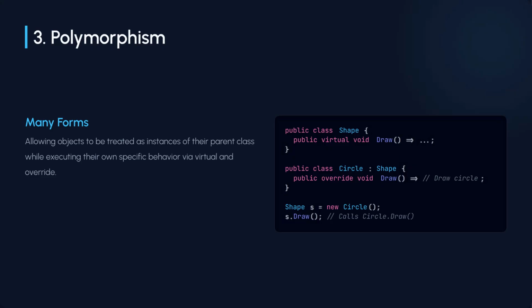Third is polymorphism, meaning many forms. This allows us to treat a circle as a shape while still executing the specific behavior of the circle. We achieve this using the virtual and override keywords.